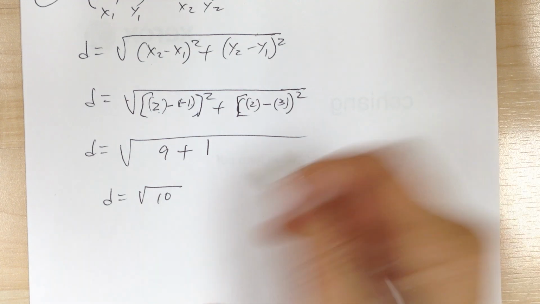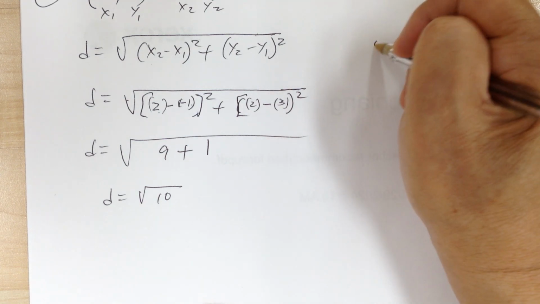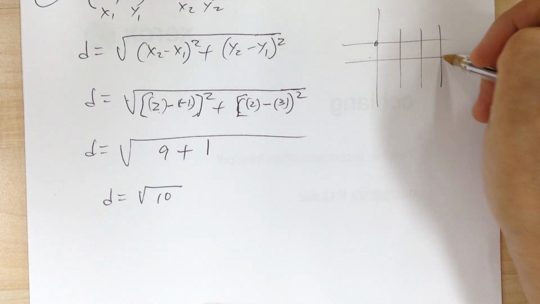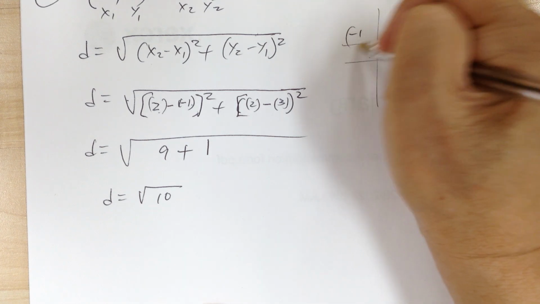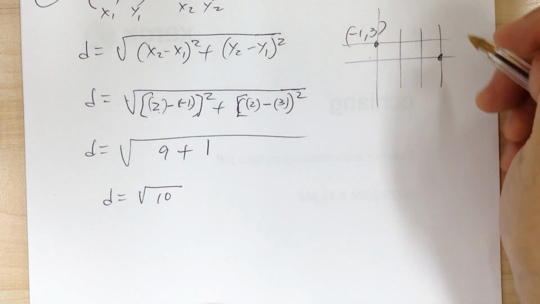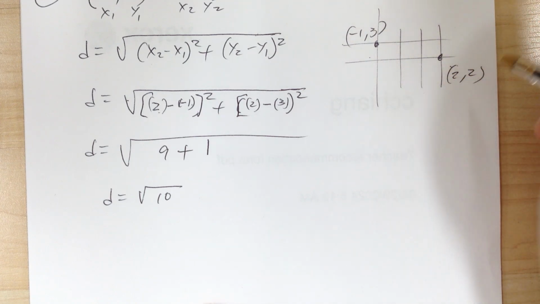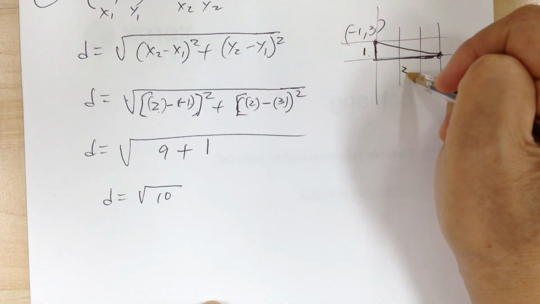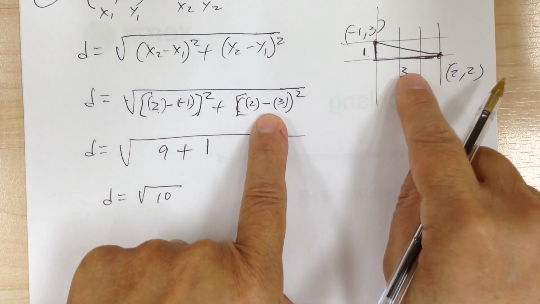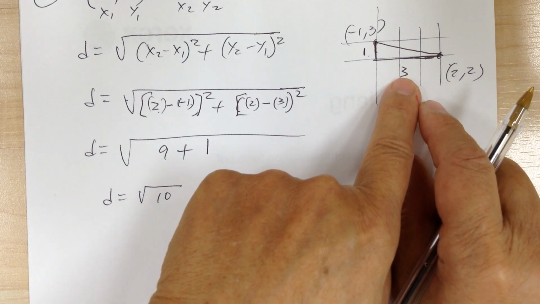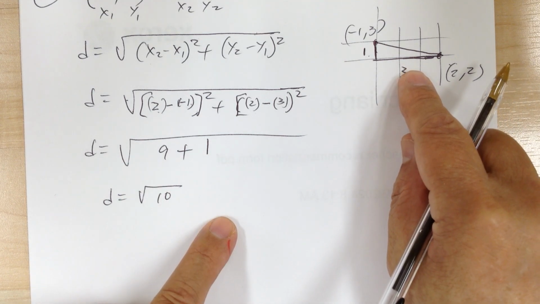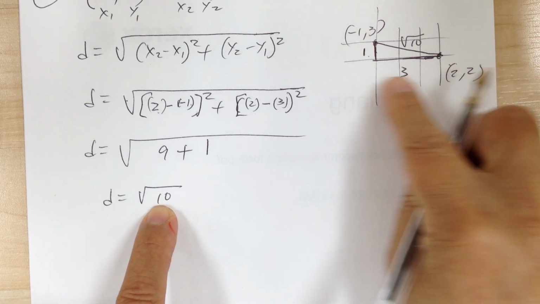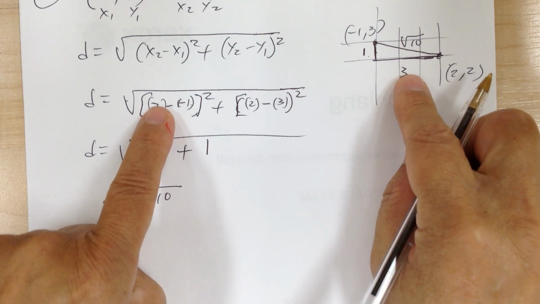Now, another quick way of doing this is, if you look at the graph paper, if you notice the points, this is your negative 1, 3, and this is your 2, 2, right? So if you were to draw a triangle, notice this is 1 and this is 3. So if you square that, you get 1, and you square the other, you get 9. So 3 squared is 9 plus 1 squared is 1, so this equals 10, and then take the square root. You can get the 3 and 1 from here.